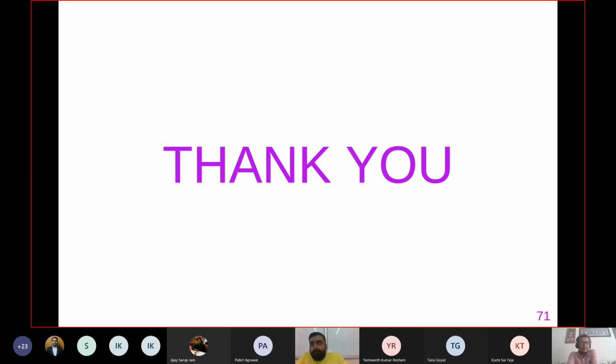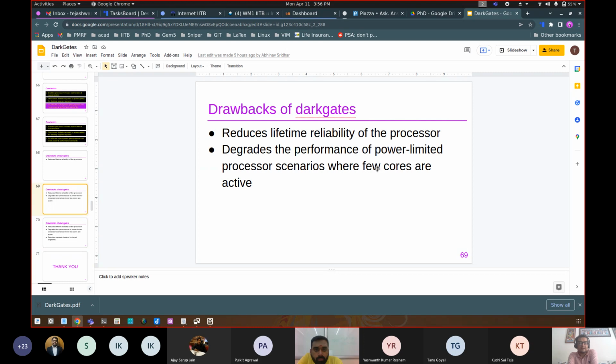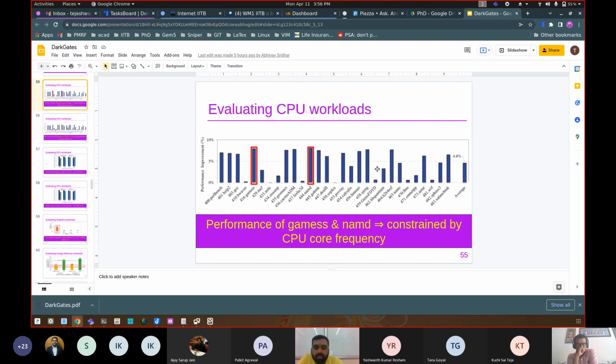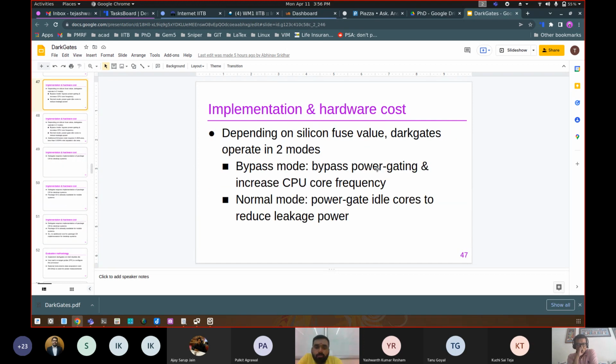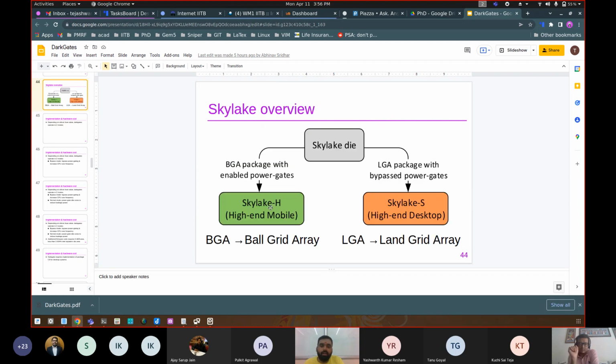So I have a question on their proposal. How do they tackle power gating at the shared resources like on-chip interconnect or last level cache? No. The point that I'm trying to drive here is the Skylake die supports two kinds of processors, right? So the silicon fuse value essentially says, are you going into Skylake H or Skylake S? Got it. I am asking in terms of technicalities.